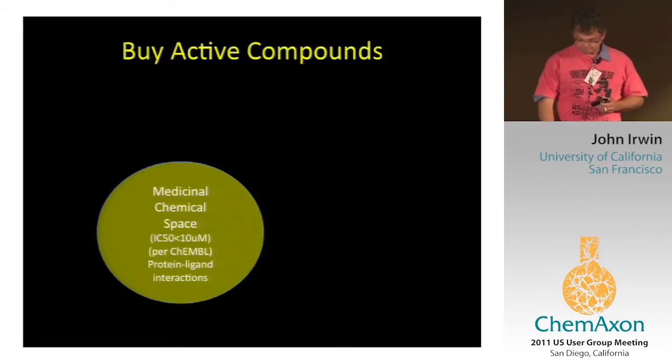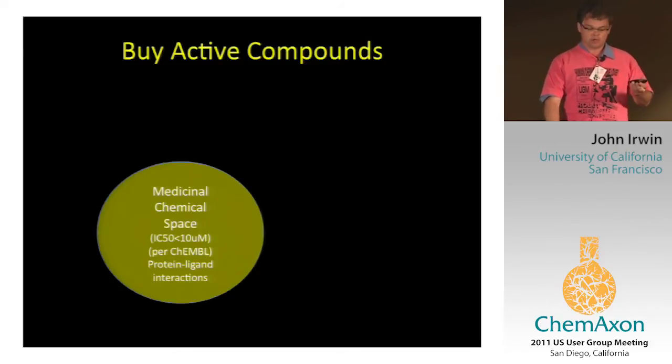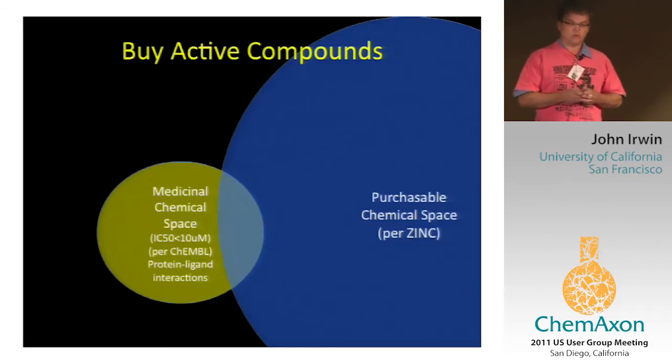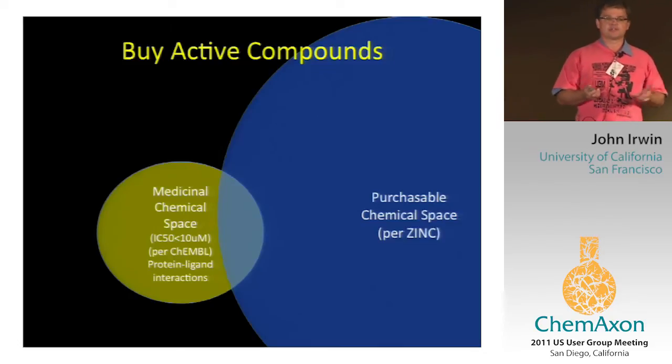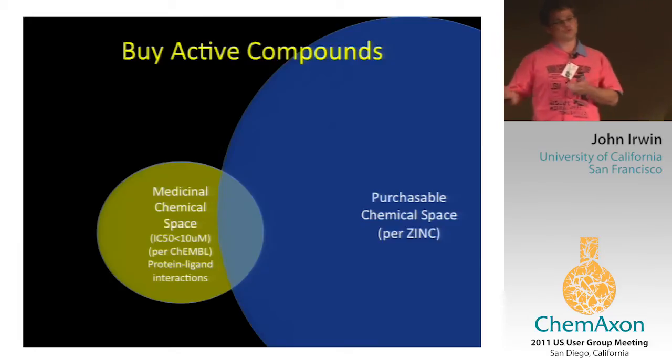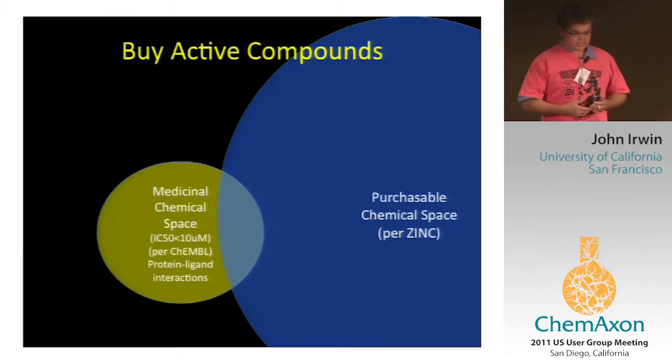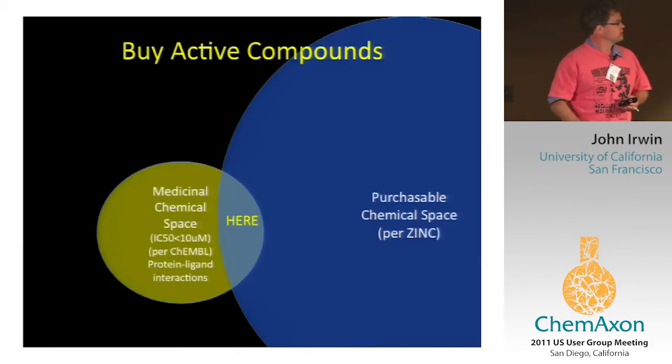And of course, that's good, except that a lot of those molecules have been made as part of a research program. You may not be able to buy them. And so we intersect the space, the medicinal chemistry space, with purchasable chemical space, which is represented by ZINC, which is the database we had to build anyway when we were going to do docking. And so this space in the middle is the interesting part.